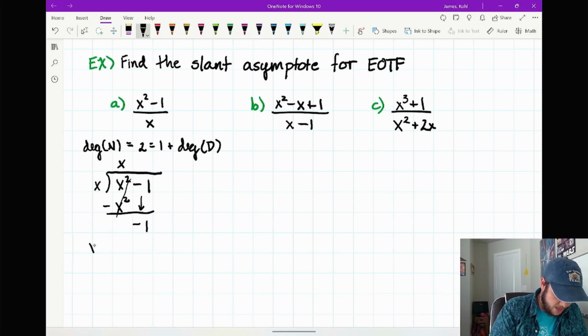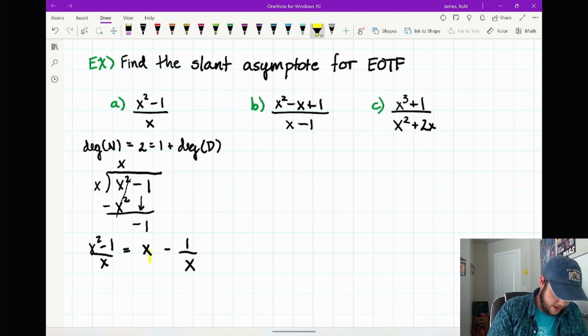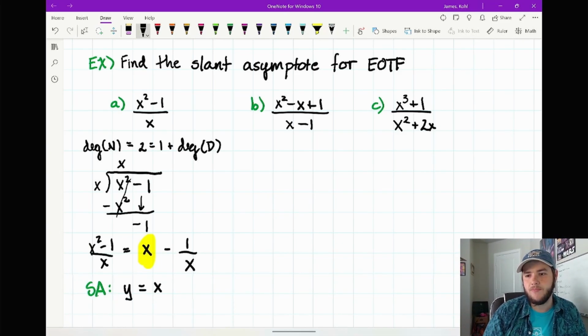So I would write x squared minus 1 over x as x minus 1 over x. So this guy is my slant asymptote. I have a slant asymptote of y equals x. Go ahead and pause the video here to see if you can tackle parts B and C on your own.